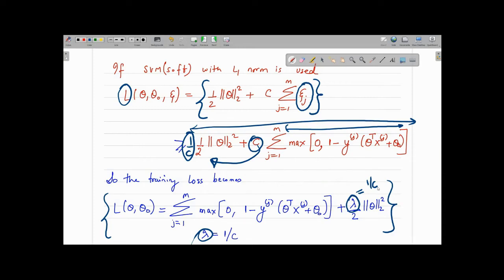Earlier your training loss was different. Now what we want to understand is this particular expression. If you recall the perceptron loss, this one was not there. But in case of soft SVM, this one is also there, as well as this theta along with that. In the perceptron loss, recall that you only had max of 0 minus this.